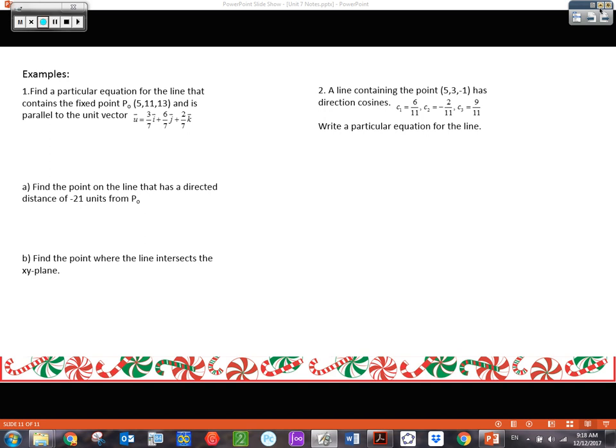We are supposed to find a particular equation for the line that contains a fixed point, P0, which is at (5, 11, 13), and is parallel to the unit vector. So now let's pull apart what we have.